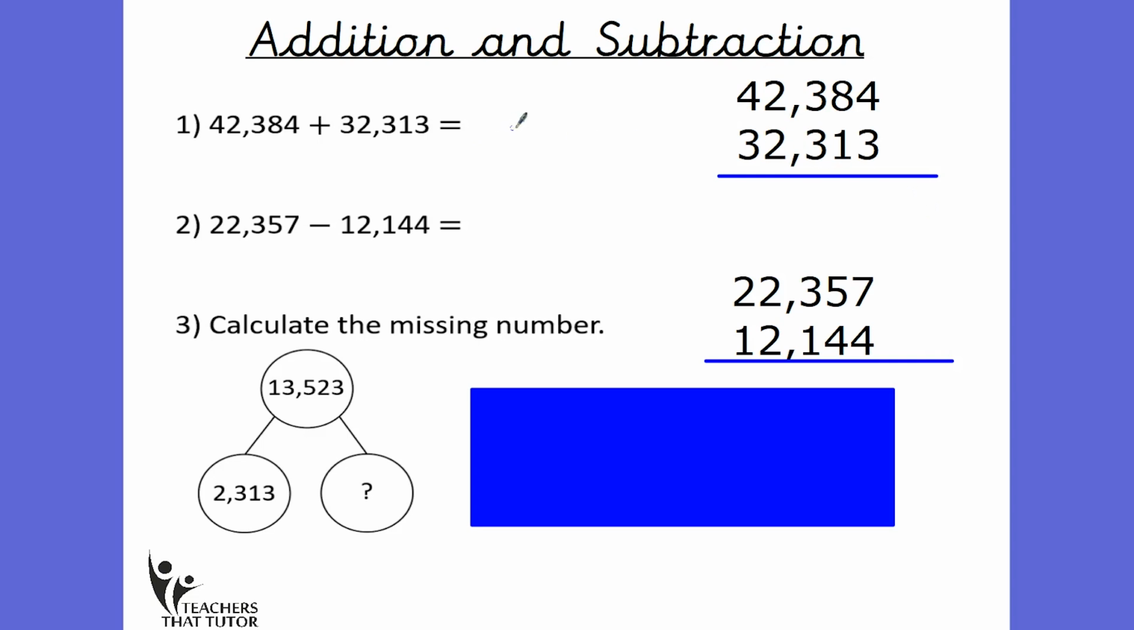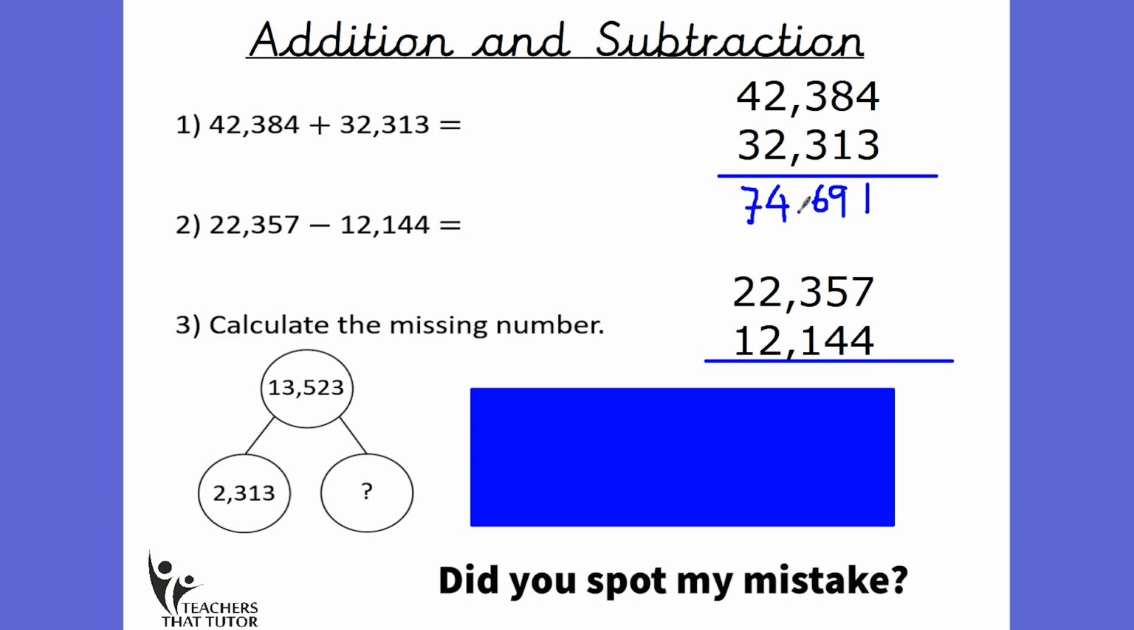So here we go. We've laid the biggest number, which is the number that we're adding to, on top. Smallest number goes underneath. And whenever we're adding or subtracting in column method, we always start with ones. 4 add 3 equals 7. 8 add 1 equals 9. 3 and 3 make 6. 2 and 2 make 4. And 4 and 3 make 7. So we have a final answer of 74,697. Fairly straightforward, no carrying having to be done here.